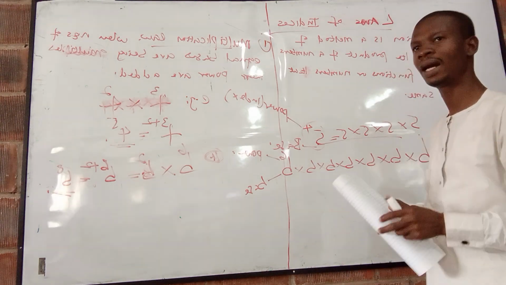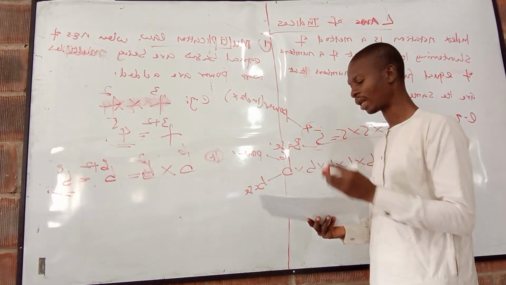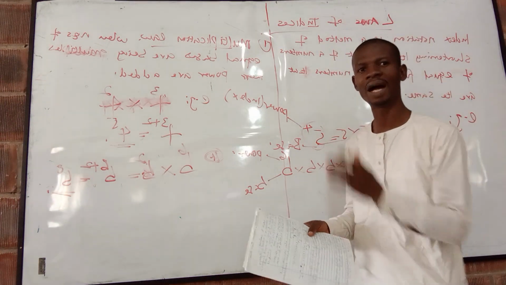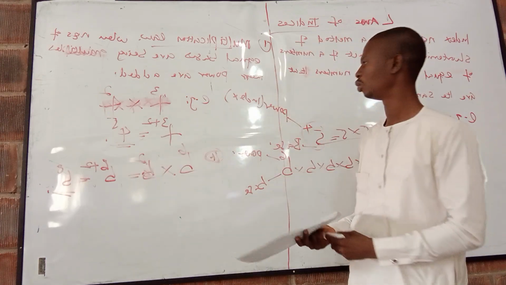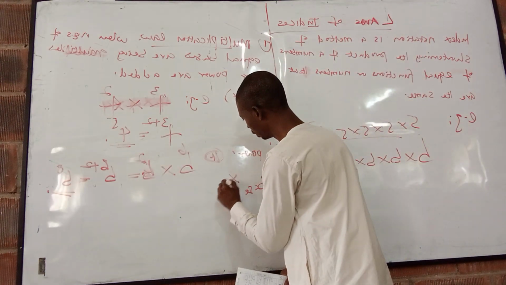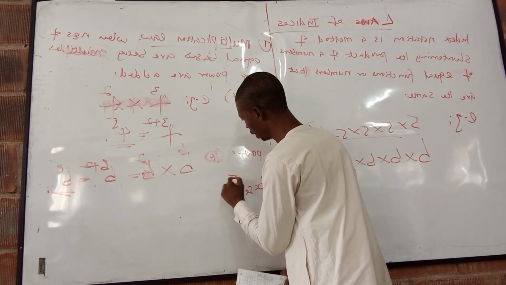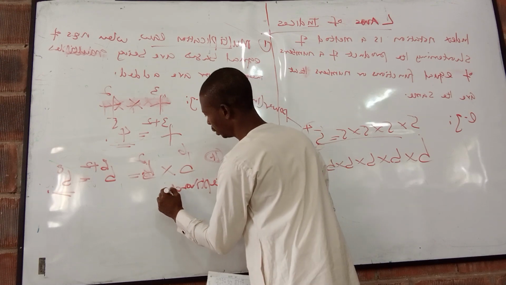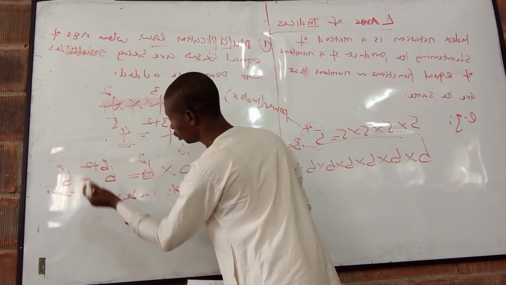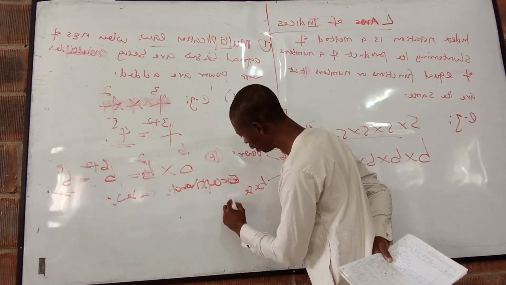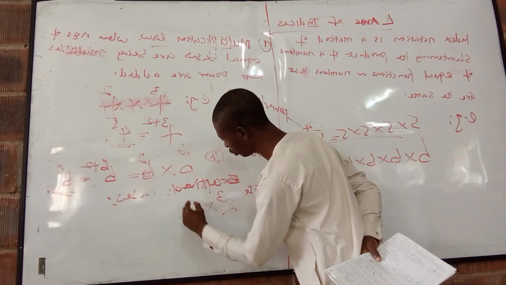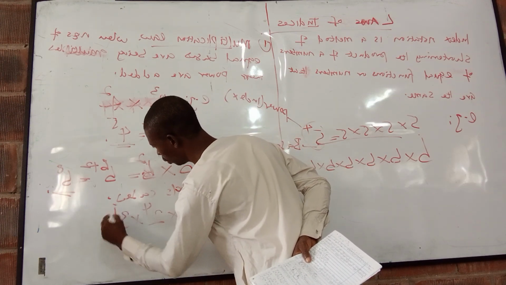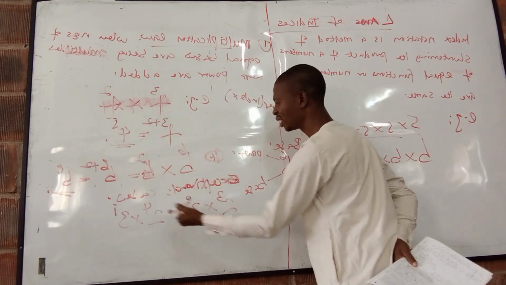But there are exceptional cases. The exceptional case to this law is, let's assume their bases are not equal. What are we going to do? Another case of multiplication. Let's assume we now have 2 raised to power 3 times 3 raised to power 2 times 2 raised to power 4 times 3 raised to power 1. We can see that their bases are not the same.